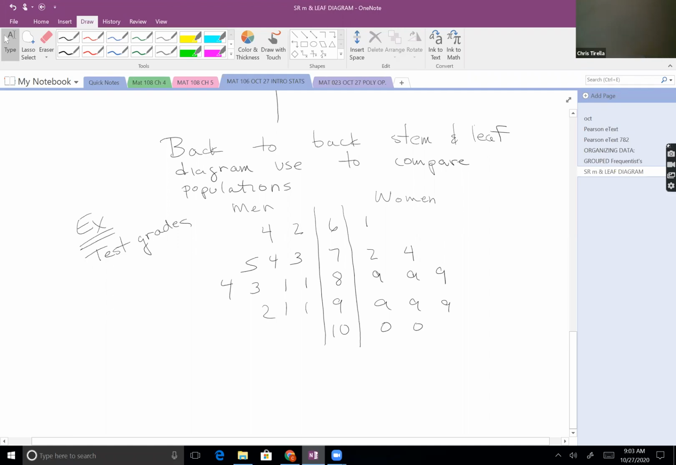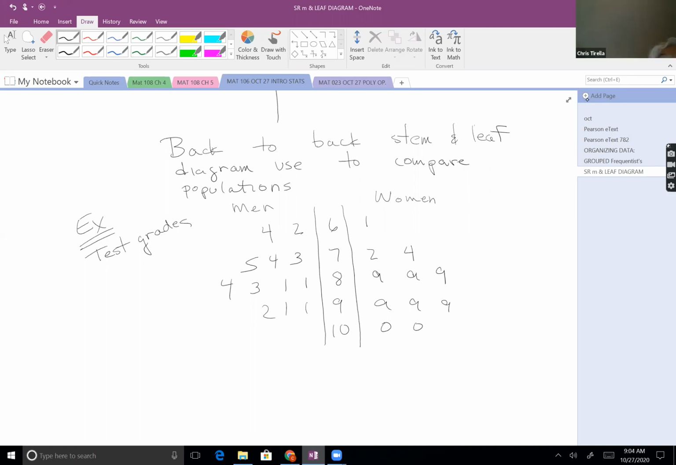Does that make sense? So for the men, it would be like 64, 62. Right. Okay. And do you see how this would be easy to make? It would take a long list of numbers and make them organized. And in this way, it helps us compare the two groups. Interesting? Yeah.